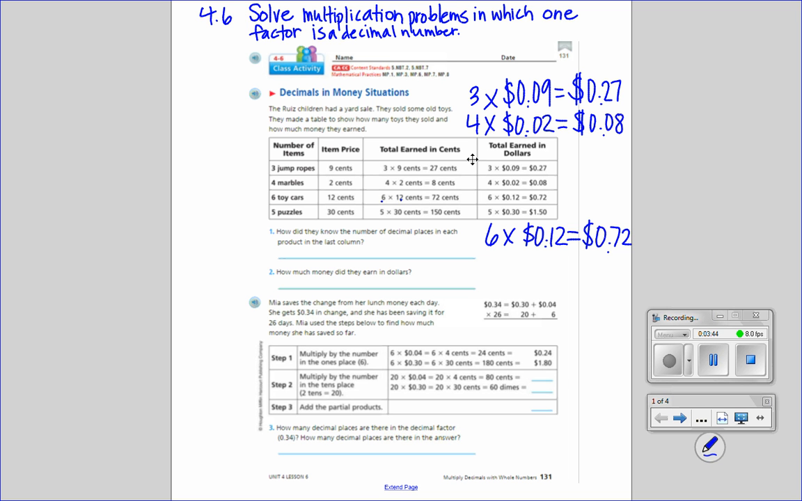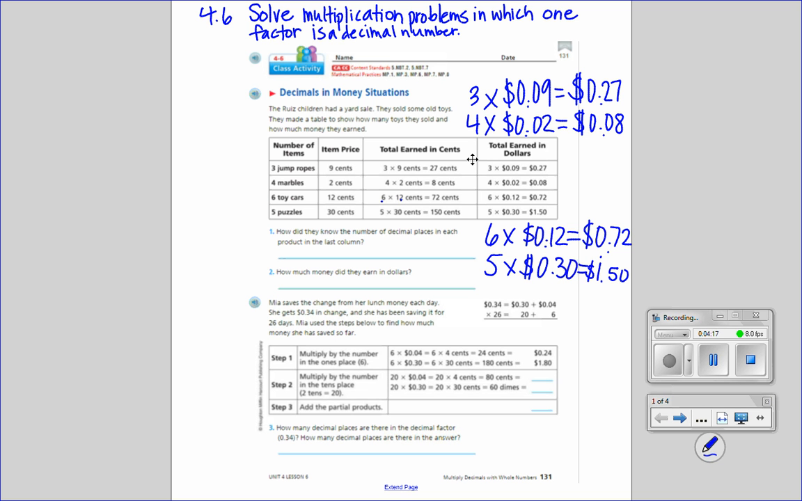You're multiplying by whole numbers. One is a whole number, one has a decimal. So the last one is 5 times 30 cents. What's 5 times 30? 150. We know that. So if I was doing 5 times 0.30, I'm going to have $1.50. Are you following me so far? Are you starting to see any patterns?